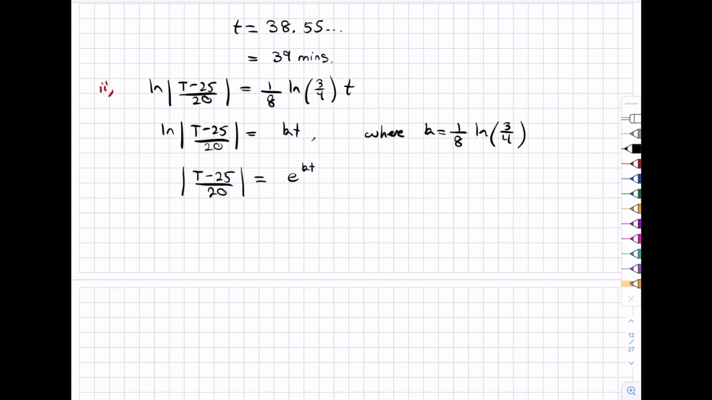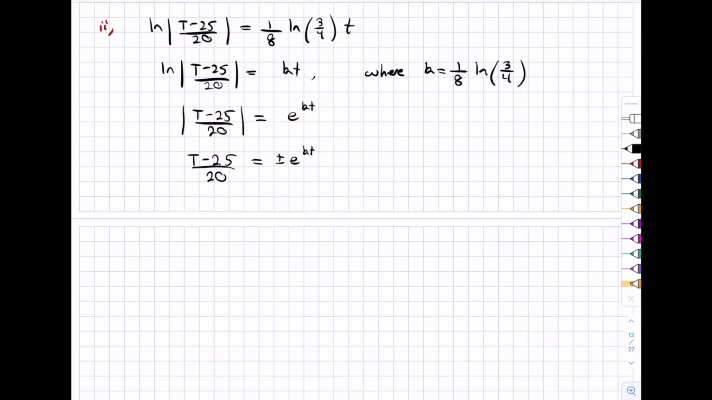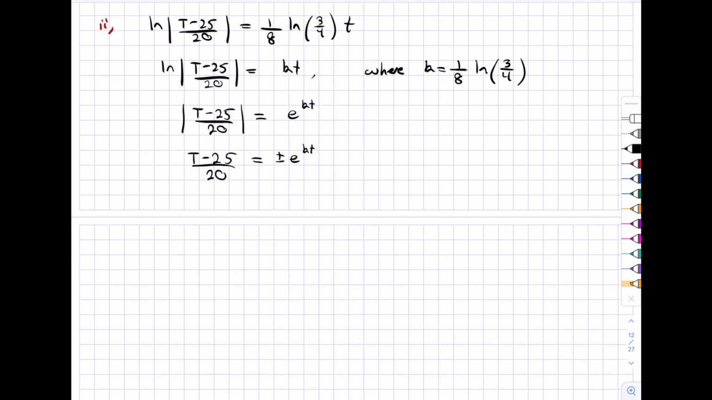Okay, now I'll strip them away and say T minus 25 on 20 equals plus or minus e to the kt. I'll multiply by 20, and at the same time I'll add 25 to both sides. So I'm just doing two steps in one here. It should be okay, because this question is only worth 1 mark, and the mark they're looking for is the graph. Here we're just trying to get the equation, so it's obvious to us what it looks like.